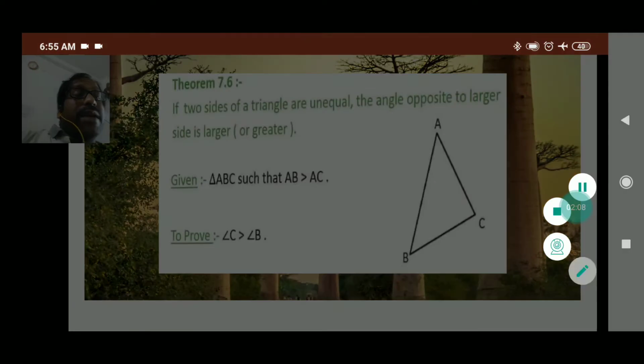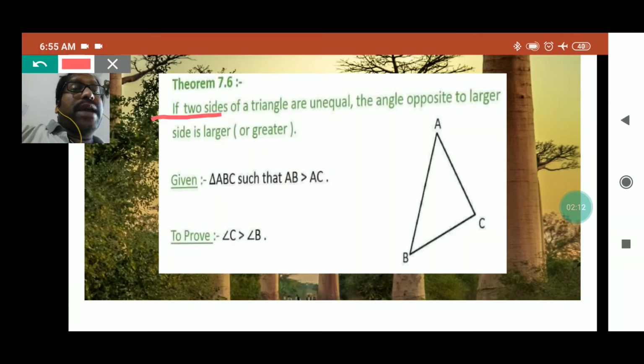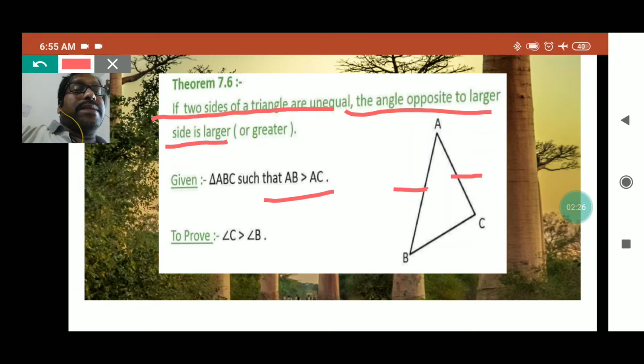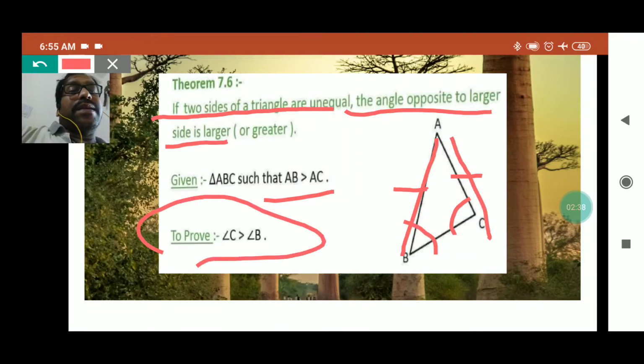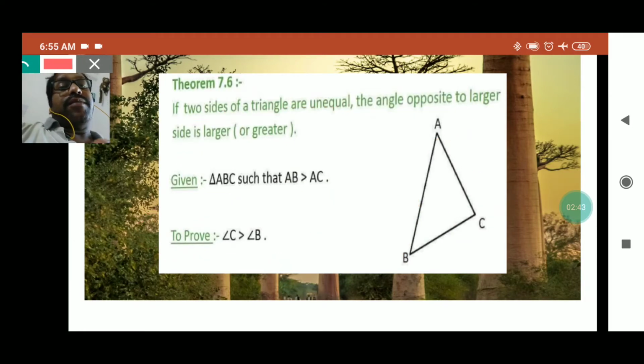This is the first inequality: if two sides of a triangle are unequal, the angle opposite to the larger side is larger. You can see here, in this triangle ABC, AB is greater than AC. So what is the angle opposite to AB? Angle C. What is the angle opposite to AC? Angle B. So angle C is greater than angle B. This is the first inequality that we have discussed here.